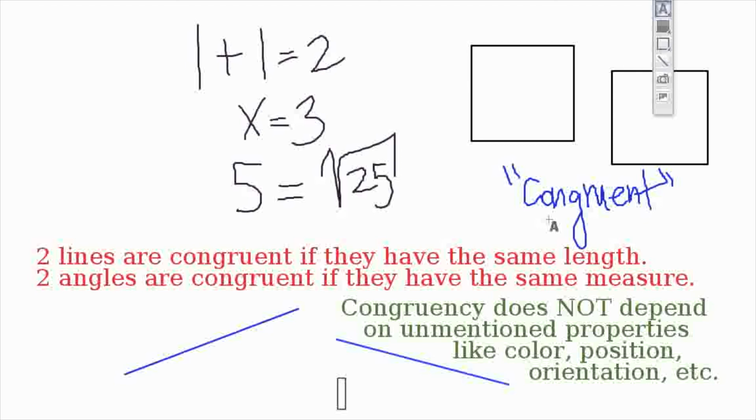And for the angles, if the measure is the same but a bunch of other stuff is different, those angles are still congruent. And then later on we'll learn about how to show that other complicated shapes are also congruent. They'll have their own specifications.